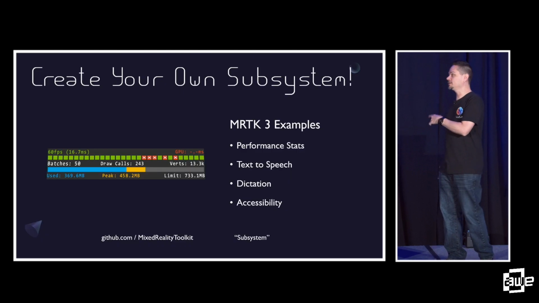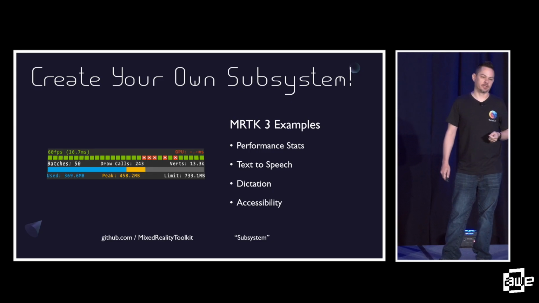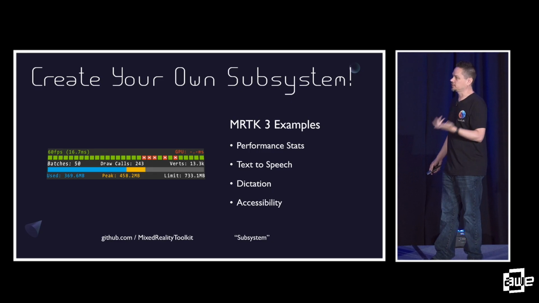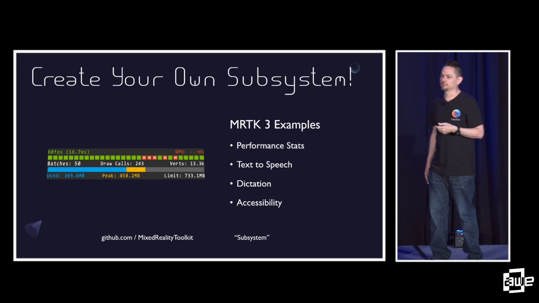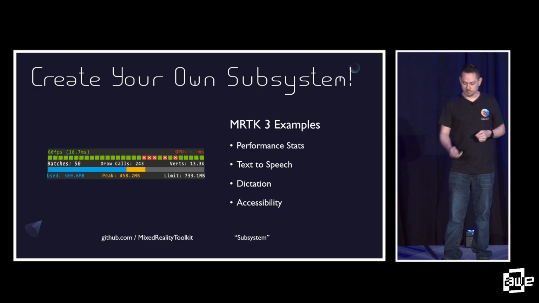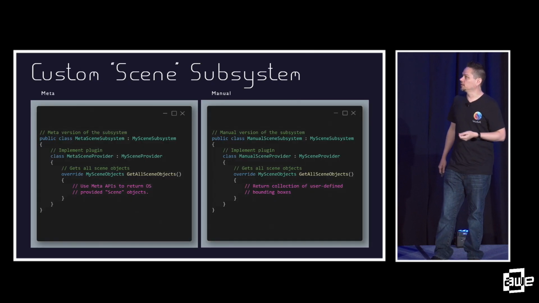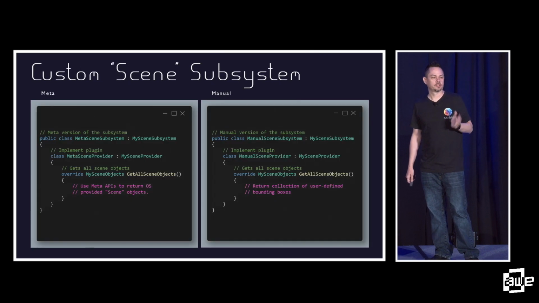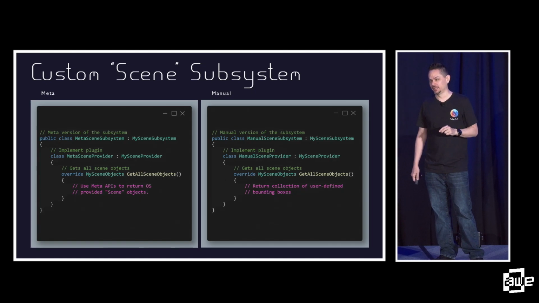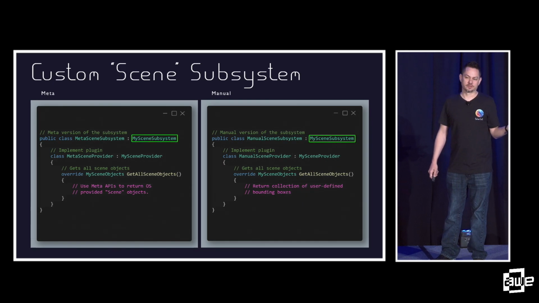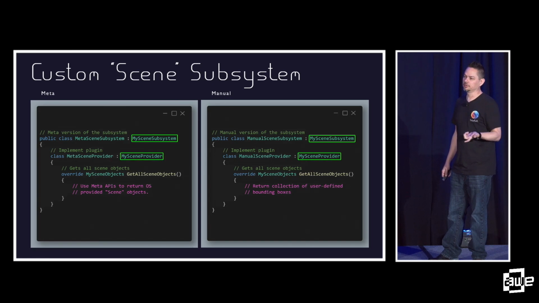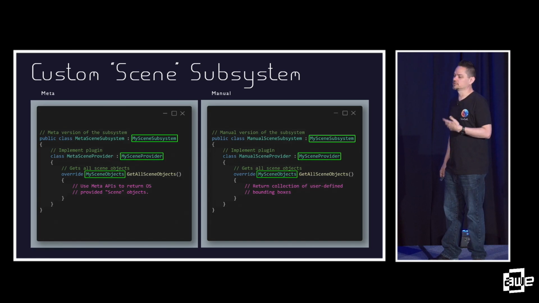And actually, Microsoft did this for a lot of things in MRTK. They created subsystems for text-to-speech. They created subsystems for this performance panel, if you've ever seen that. That's actually a subsystem. So you can create them too. And creating them is fairly straightforward, although I will say the documentation on doing this is not great. There are basically three things you do for creating a subsystem. You define the subsystem. The subsystem has at least one provider, and the provider returns some custom data.